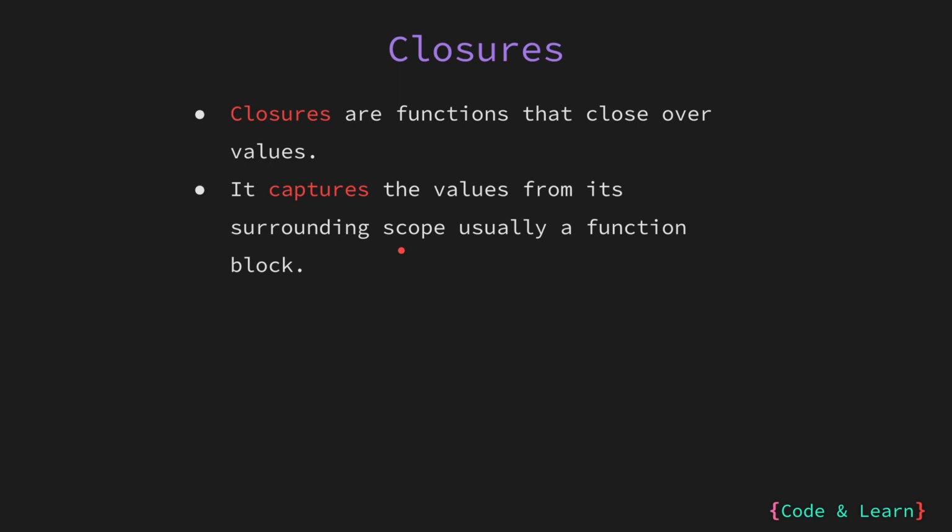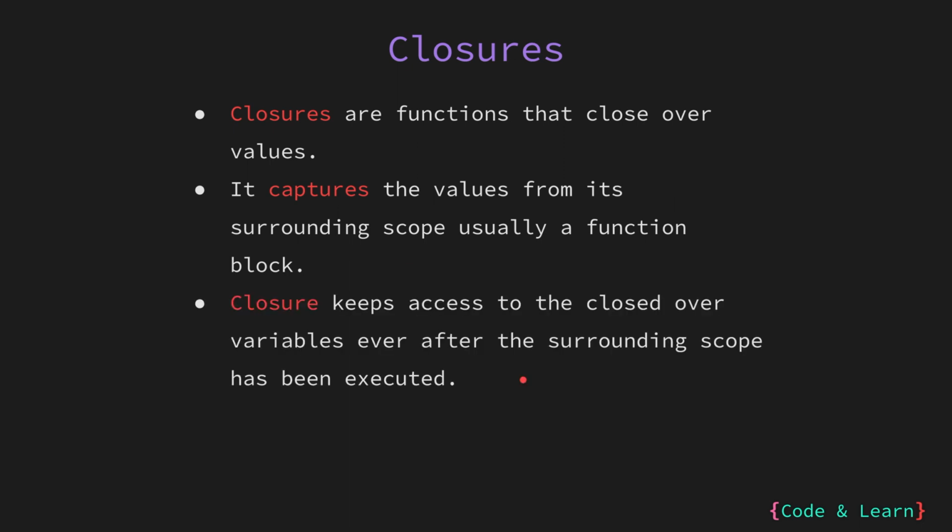Closure captures the variable from the environment in which they are created. This environment is typically a function, but it could be any code block. The closure keeps a reference to these captured variables, even after the surrounding function or the block has finished execution. The variable that the closure closes over has gone out of scope, but the closure still retains access to the captured variable. This is because the closure remembers the scope in which it was created.